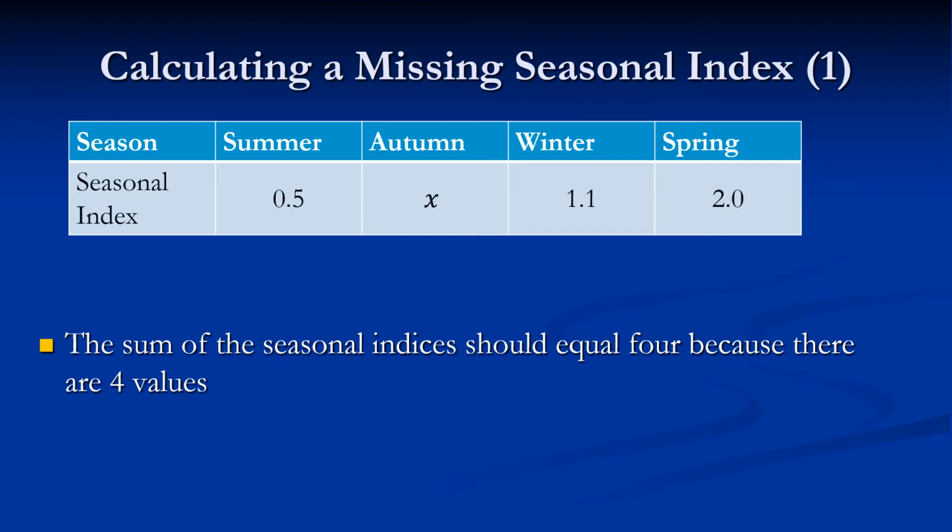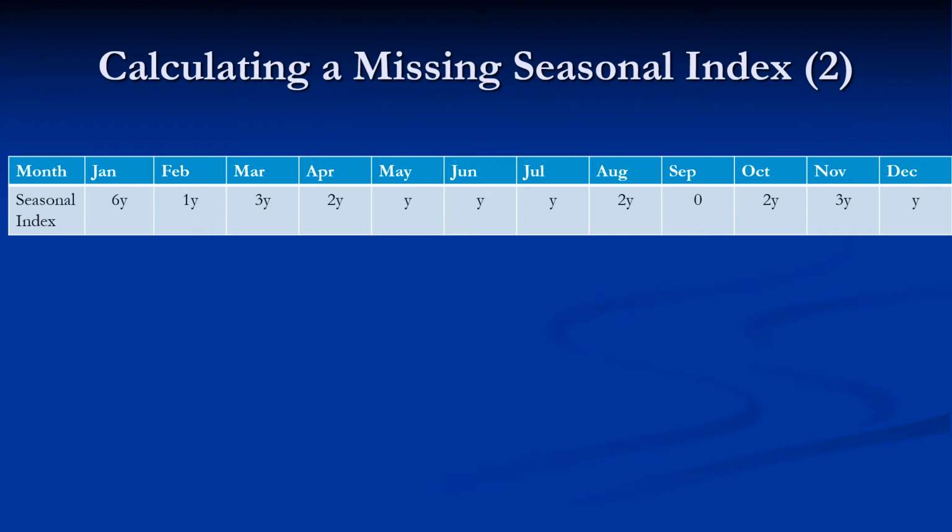We just need to recall that the sum of the seasonal indices should equal 4 because there's 4 values. So it's just going to be 4 take away 0.5, take away 0.1, take away 2.0, and that should give you 0.4. I could be a little bit nasty and throw some algebra at you, for example.